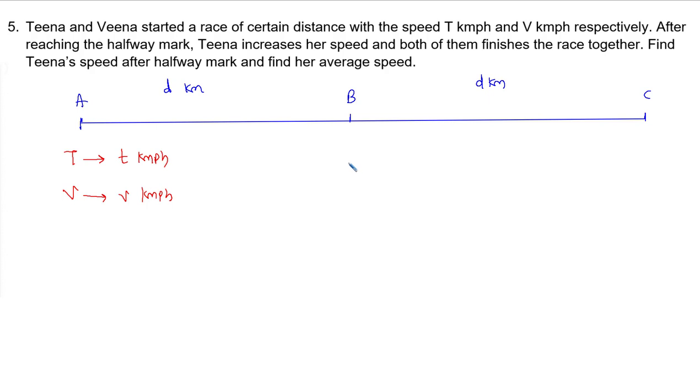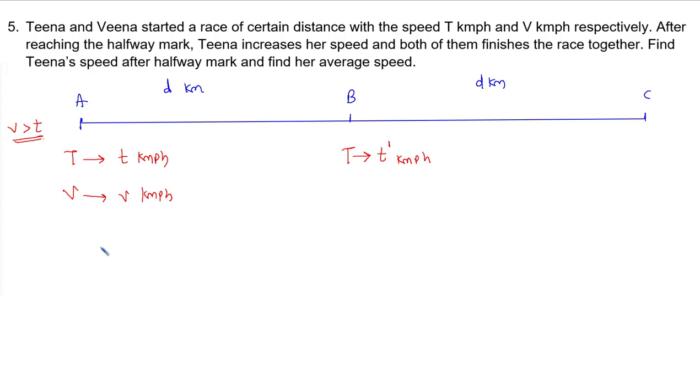At the halfway mark, Tina is going to increase her speed. So let's say the new speed of Tina is t dash. Over here we need to find the answer in terms of t and v. So we can clearly see that the value of v will be greater than the value of t, because Tina needs to increase her speed so that both of them will reach the finishing point simultaneously.